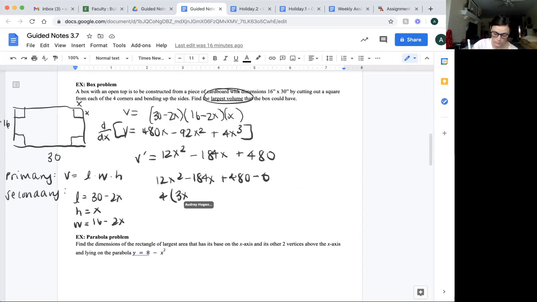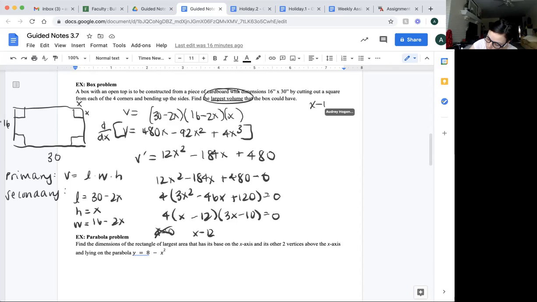So 3x squared minus 46x plus 120 equals 0. So that's going to give me 4 times (x minus 12) times (3x minus 10) equals 0. I can set them individually equal to 0. 4 equals 0, not an answer. x minus 12 equals 0, x equals 12. 3x minus 10 equals 0, 3x equals 10, x equals 10 thirds.